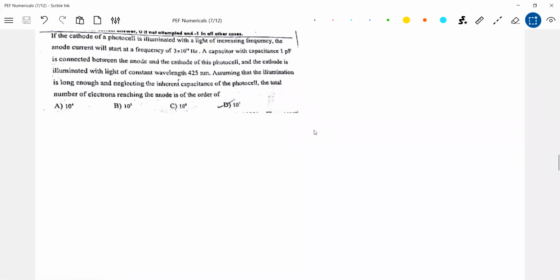Ten to the power of 16 it is, that's the frequency. I'll write the data here: 3 into 10 to the power of 16 hertz. Capacitance 1 picofarad. Lambda 425 nanometer.